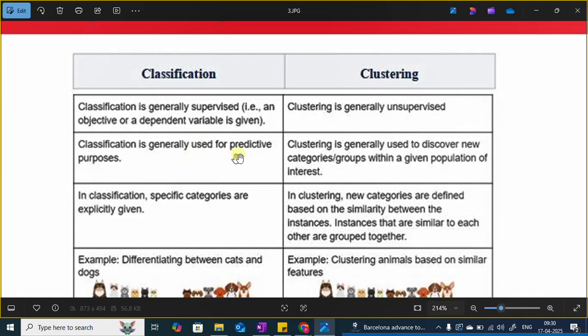Classification is generally used for predictive purposes, but clustering is generally used to discover new categories or groups within a given population of interest. In classification, specific categories are explicitly given, because in our case we explicitly say that it is camel, cow, or elephant, three different classes. But in case of clustering, guys, new categories are defined based on the similarity between the instances. Instances that are similar to each other are grouped together.